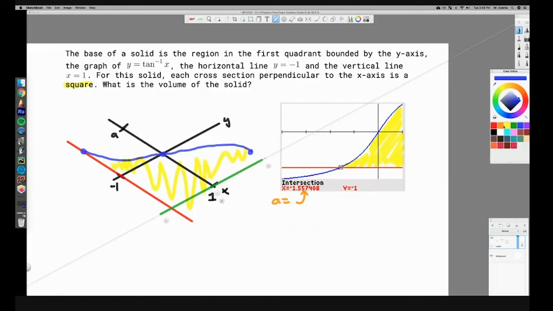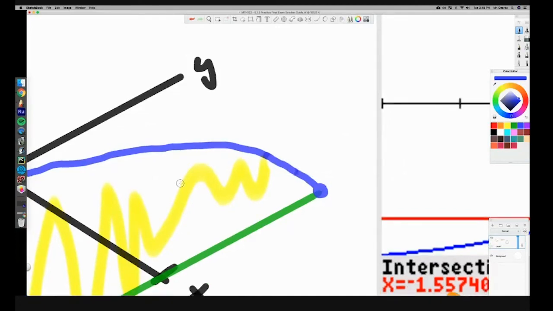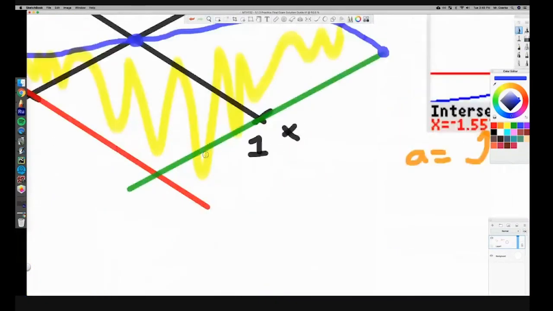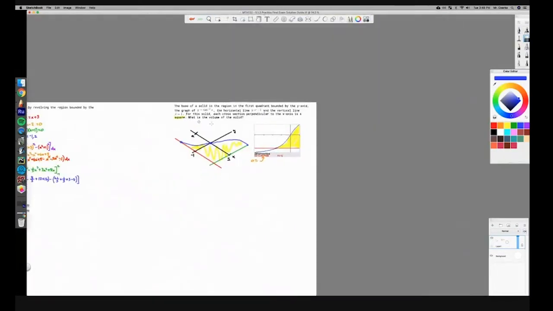Yeah, this blue needs to keep coming. See, that's so off. Oops. Okay, drawing this over here. There we go. This does not need to be here. Okay, you get the idea.